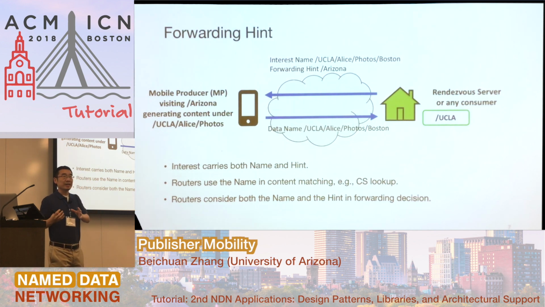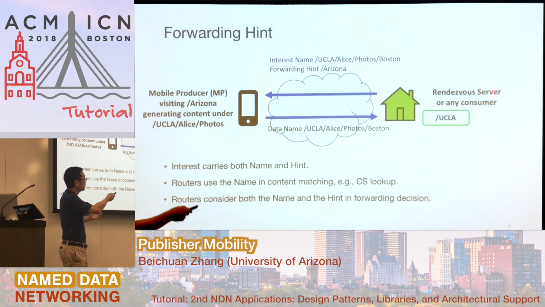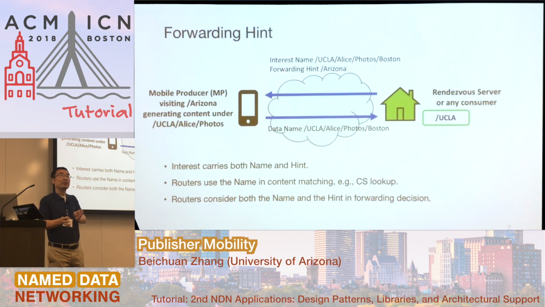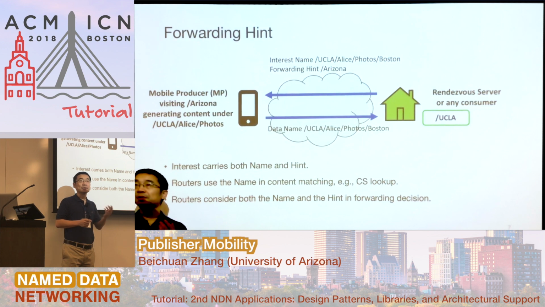In some scenarios, you want to make the forwarding hint a priority, because you want the interest to get out of this UCLA domain and go toward Arizona. So you need to make Arizona take the priority. That's why I say take both into consideration. But exactly how you do it depends on where you are and what routing interests you have, and you can make the decision. But basically, you have two pieces of information, and then the router can make an informed forwarding decision.